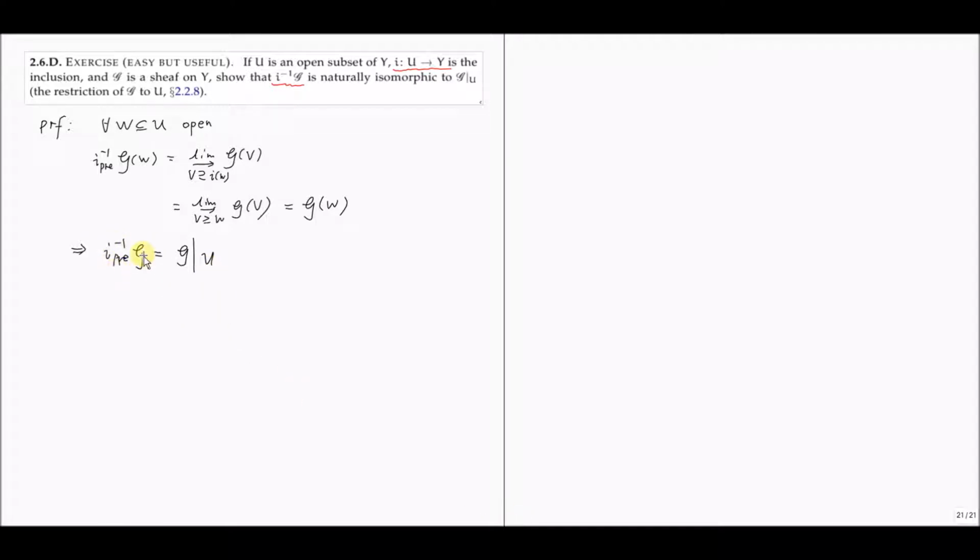And this is already a sheaf, which means it is equal to its sheafification. So we identified the inverse image of G under this inclusion map with the restriction of G to the open subset U.